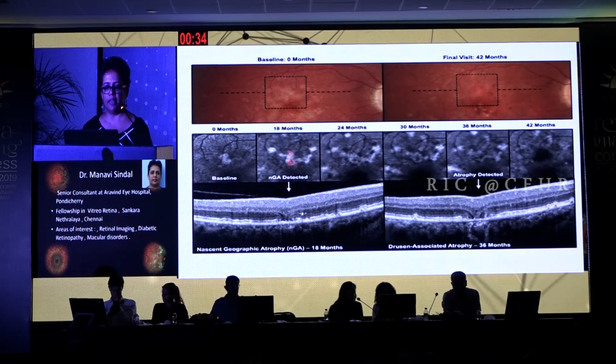If you look at the FAF of these, all three eyes have nascent geographic atrophy, but some eyes show hyper, some show mixed, and some show hypo. It is said that the ones with mixed AF are more likely to progress. Again, longitudinally, if you look at the same eye of a patient over 42 months, this is at baseline, and this is at 18 months when nascent geographic atrophy is noted. You see that it is more hyper. Over time, it becomes a mixed hypo and hyper where atrophy is detected. And at 42 months, where it is completely geographic atrophy clinically, you can see that it is completely hypo.